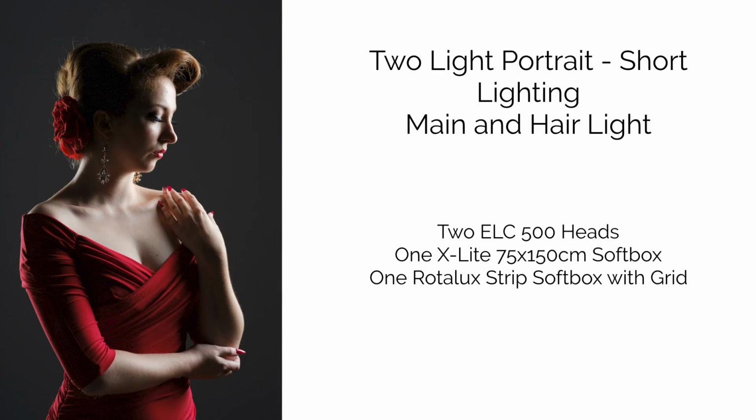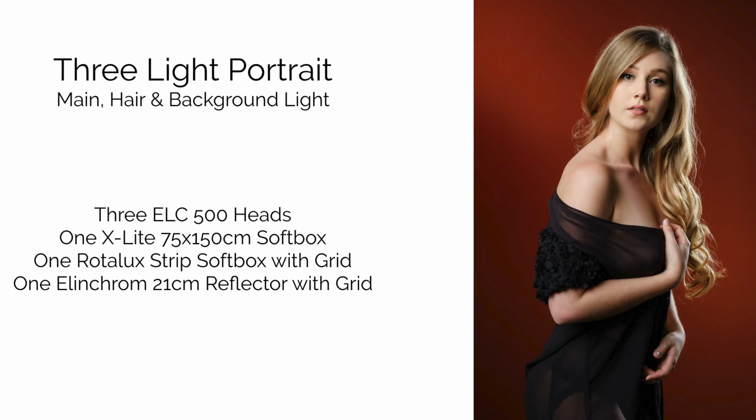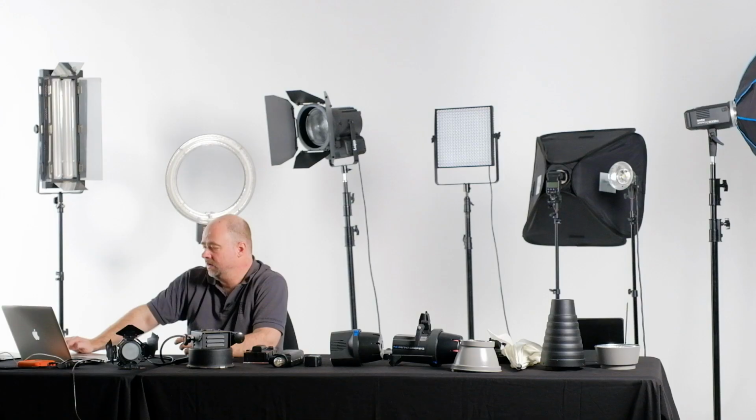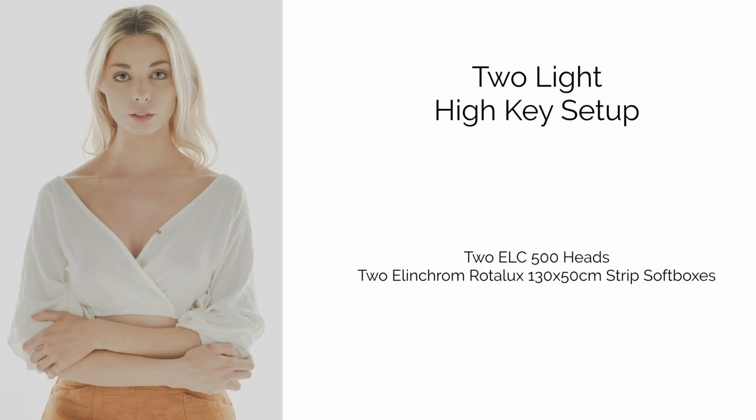And then we're going to use it as our main light, in a typical situation with a rim light for our 2-light setup. Then we're going to add a background light to our 2-light setup, so we've got 3 lights in total. That's just going to give us that little bit of extra separation from the background. And then we're going to finish up with our high key setup.